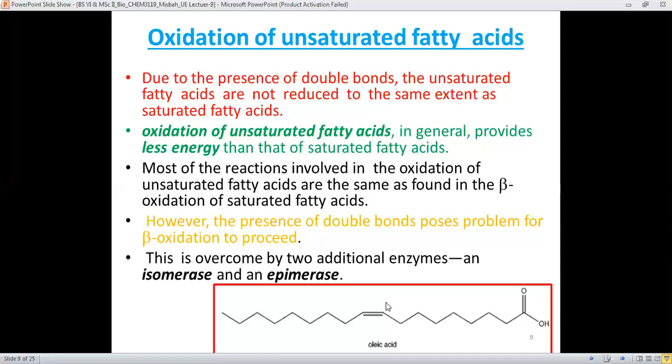And therefore, it is overcome by the natural enzyme system. Naturally, we have been gifted with the enzyme system in the form of the isomerase and the epimerase enzymes to cause the beta oxidation of the unsaturated fatty acids.